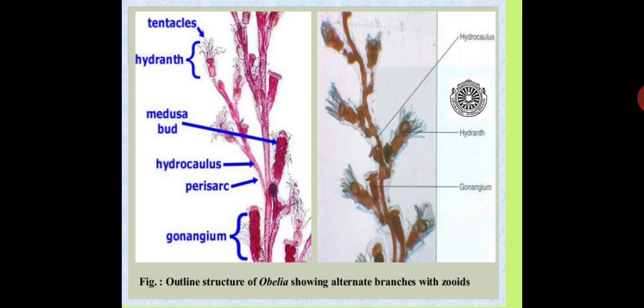This is another picture showing the details of the structures present in an Obelia colony, which I already explained to you. The perisarc is the outer layer, and the inner layer is the gastrodermis, also called coenosarc. There will be the medusa buds, and the hydranth or gastrozooids having tentacles, and there will be the gonangium, which later transforms into the gonozooid or blastostyle.